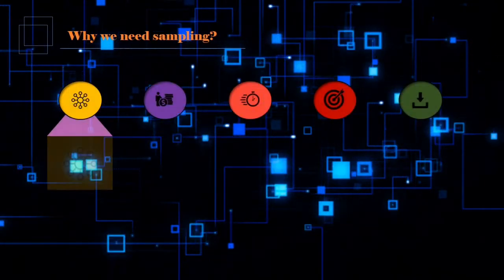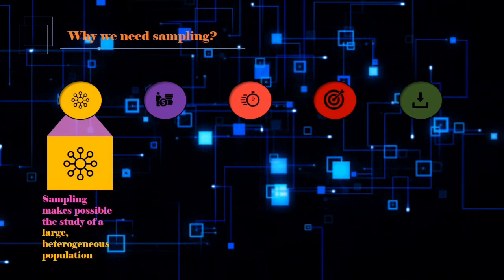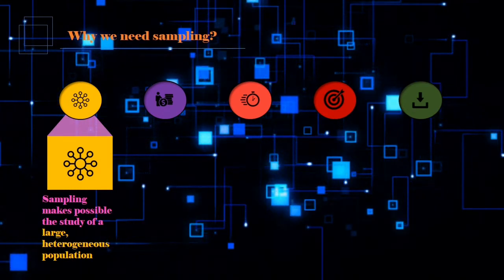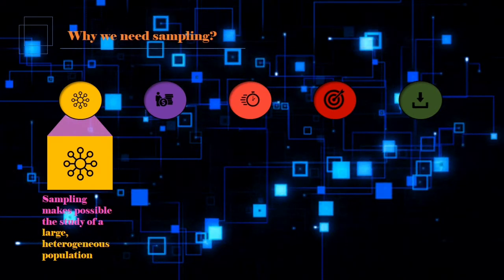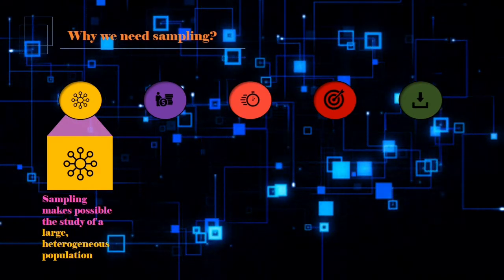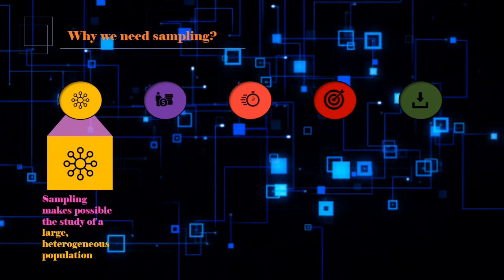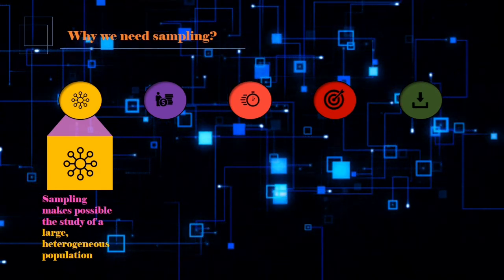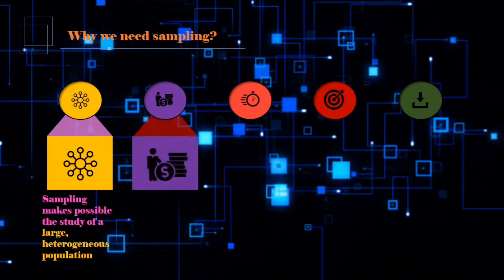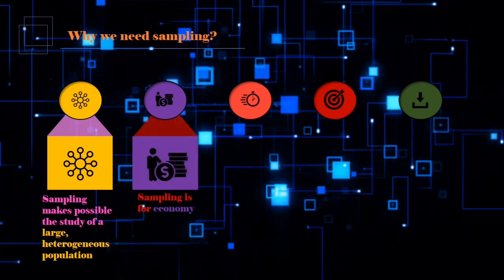First, sampling makes possible the study of a large heterogeneous population. When we say heterogeneous population, this is where every member has a different value for the characteristic that you are interested in. Another is sampling is for economy.